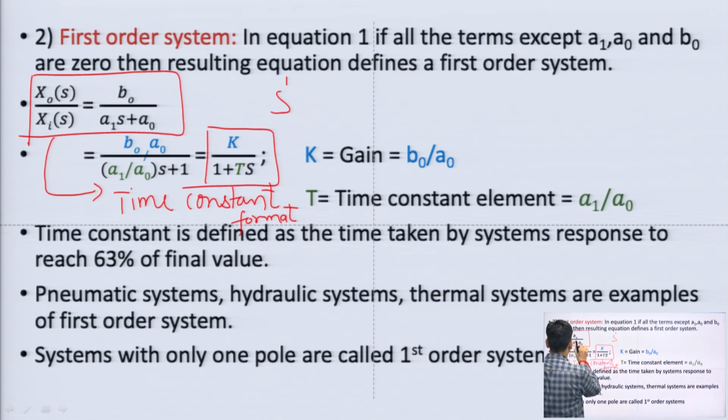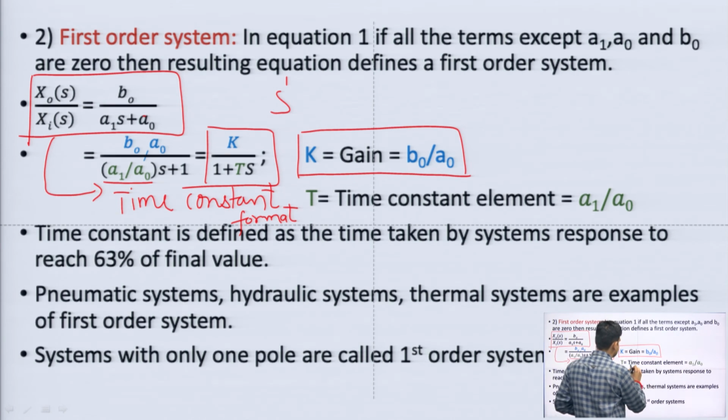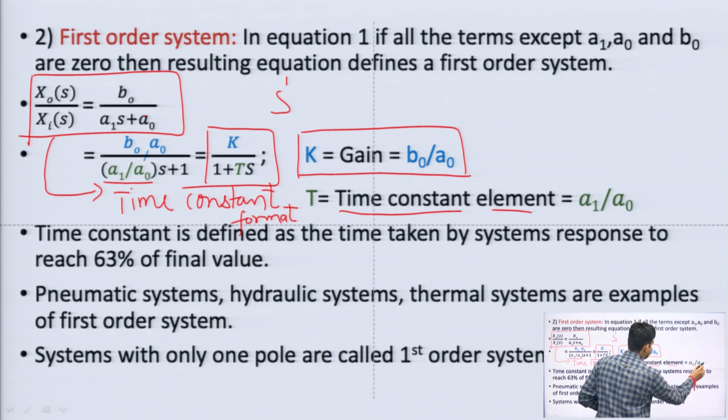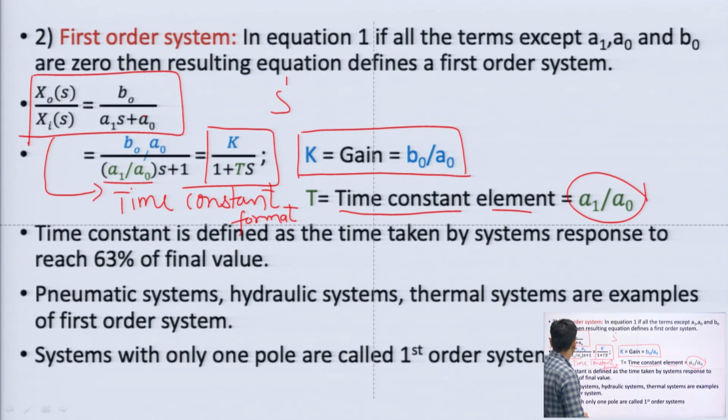For that purpose I need to take common a naught from the denominator, and this will become this expression. If you solve it, this will become k over 1 plus T s, where k is basically the DC gain of the system, b naught over a naught, and T is the time constant element, that is a 1 over a naught. So, this is the standard time constant format. It will help us in the analysis of first order system.